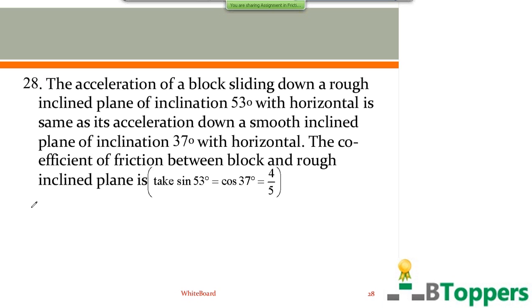So in the first case, it slides down the rough inclined plane. The acceleration of the block when it is sliding down the fixed rough inclined plane, under the action of its weight mg, normal reaction and friction by the inclined plane, is given by g into sine theta minus mu k into cos theta. Here theta is 53 degrees.